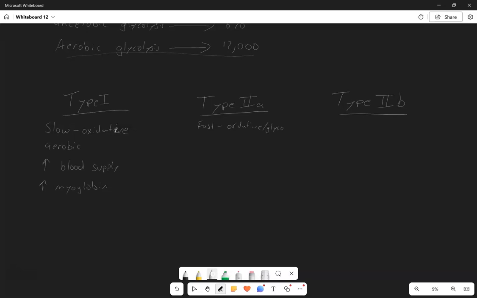glycolytic. These type 2A fibers are sort of a mixture. They're going to be glycolytic in nature, so they're going to use that anaerobic glycolysis, but they're going to become oxidative with training, so they can switch back and forth between the two. They're going to have a medium blood supply and a moderate amount of myoglobin.